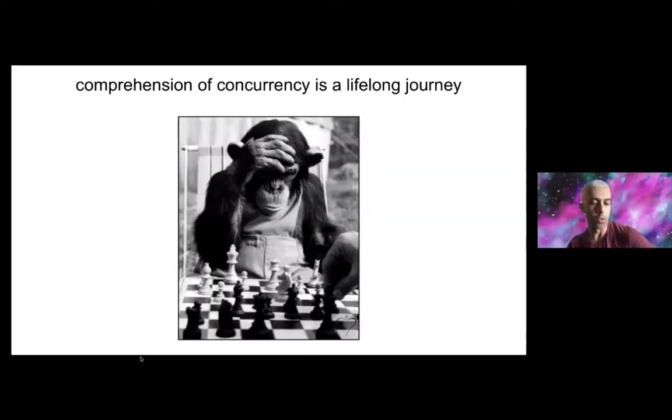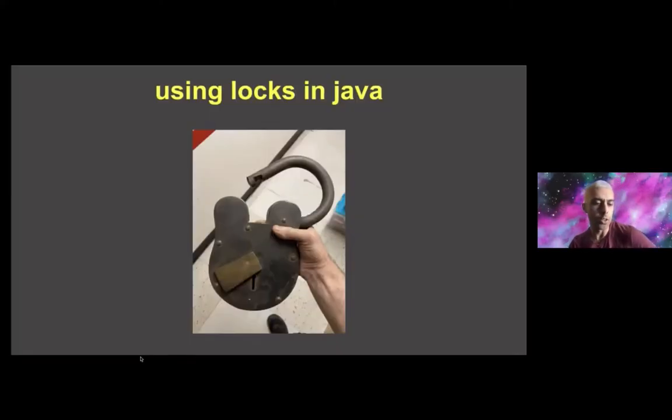So I think one of my overarching lessons today is that comprehension of concurrency, it's really a lifelong journey. There's been a number of times in my career where I felt like I understood something, and then something happened that let me know that I didn't really understand it at all, or didn't understand it certainly as well as I thought I did. It's a process. This stuff is complicated, and so I think that's just something you have to come to terms with and get comfortable with. So my first topic today is on using locks in Java.